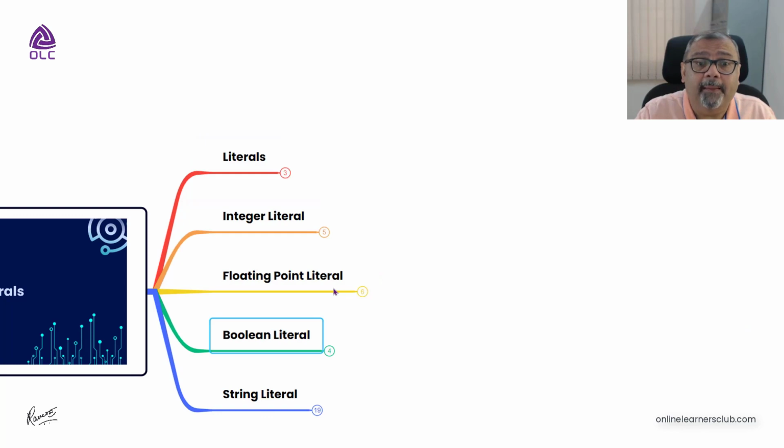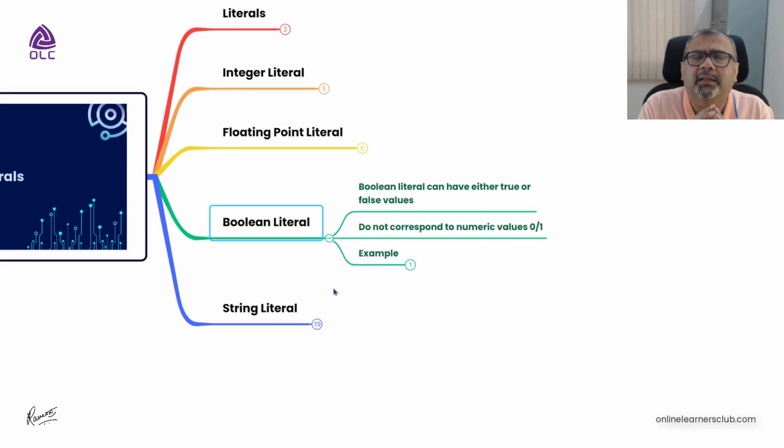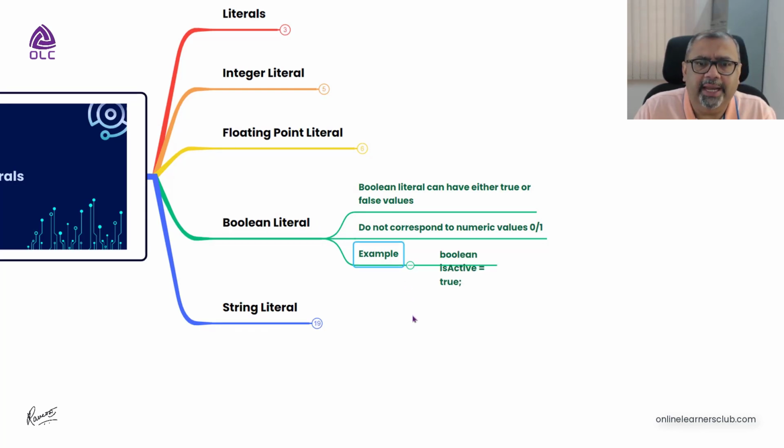Next, we have boolean. A boolean literal has a true or false value. If it is true, it represents 1. False means it represents 0. As simple as that. For example, we could say boolean isActive equals true. So true represents a boolean literal in Java.